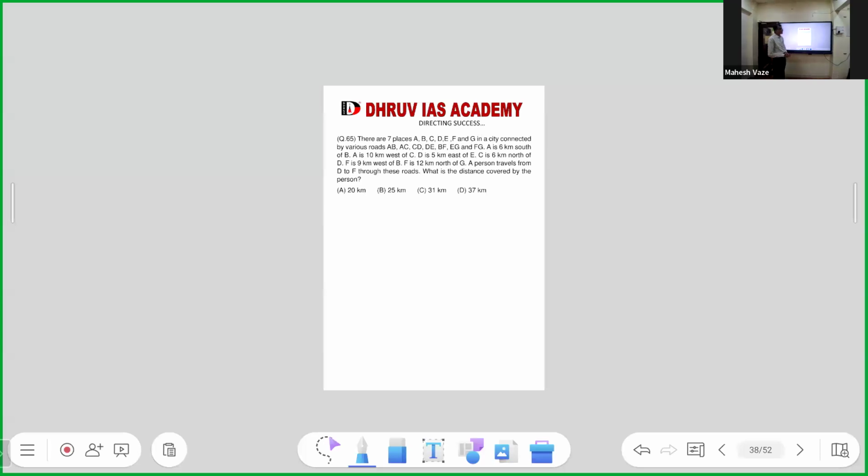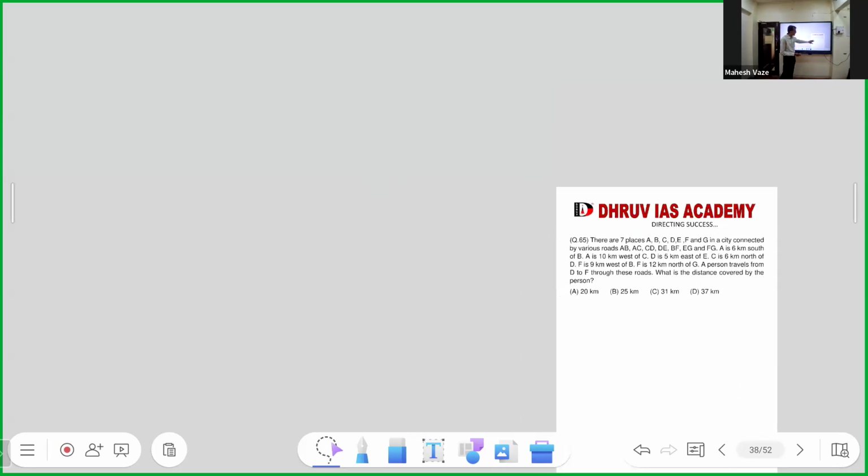A is 6 kilometers south of B, A is 10 km west of C, D is 5 km east of E, C is 6 km north of D, F is 9 km, and so on. And then what is the distance covered by the person? Different distances between different places are given, so we'll have to draw a rough sketch for this and see what happens.